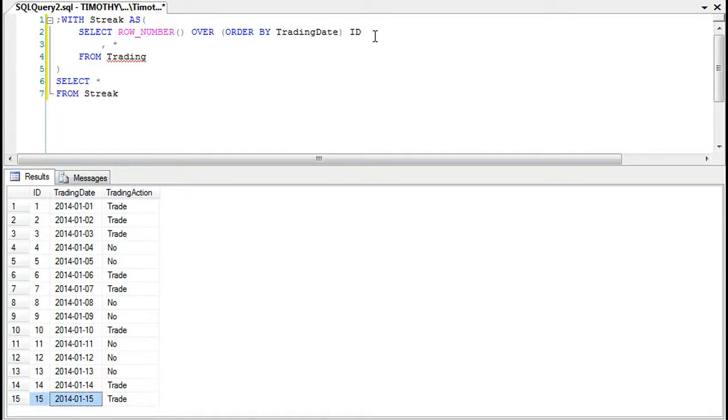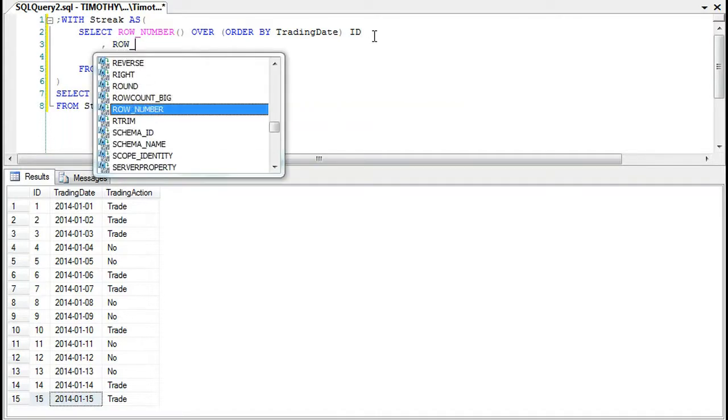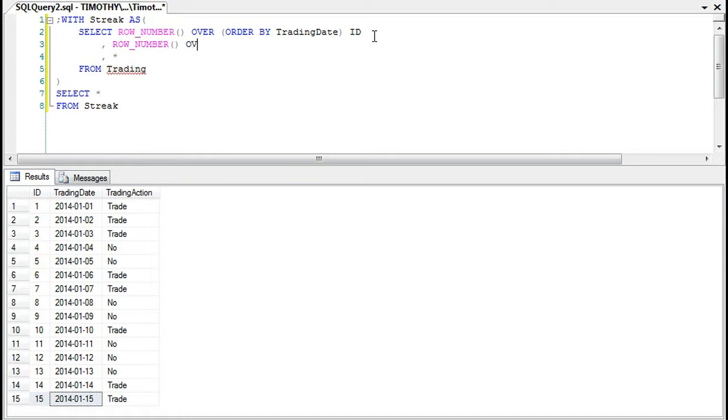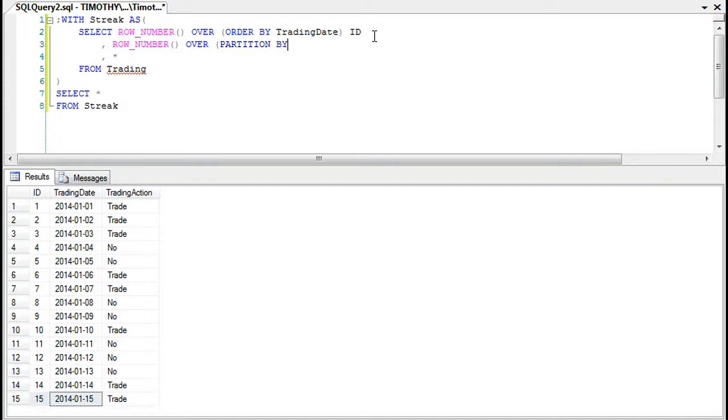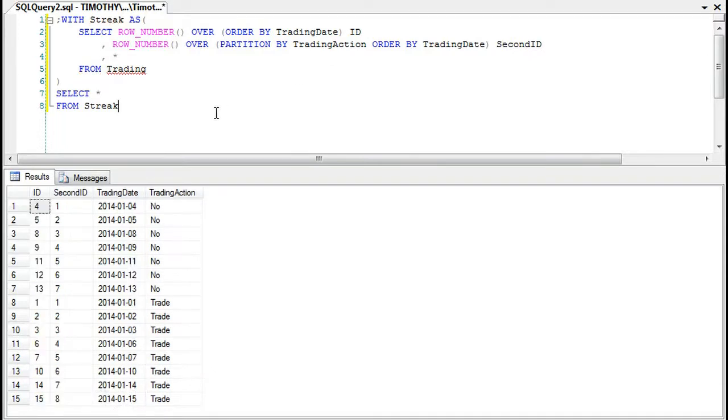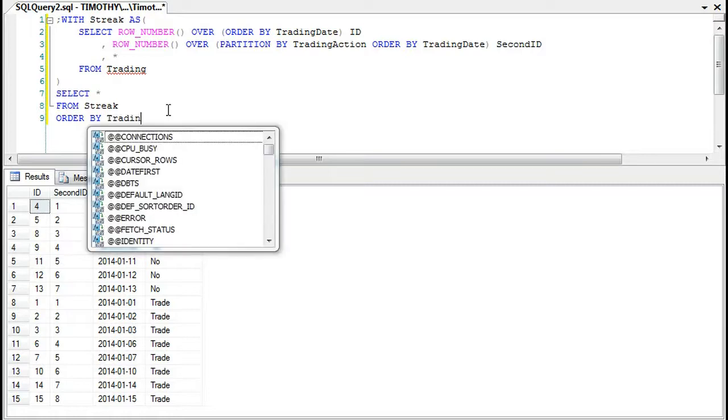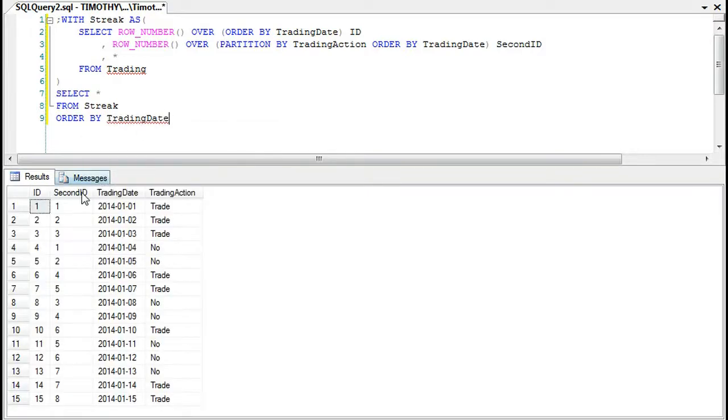The next thing is something I've seen people try, and then ask why it doesn't work. It's not complete, but let's go ahead and do this because it's popular. Some people will partition by trading action and then order by trading date, and I'm going to call this the second ID, thinking that will be the answer. For a brief moment, it does look like the answer, because you have 1, 2, 3, there's your streak.